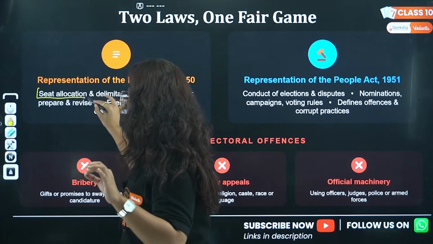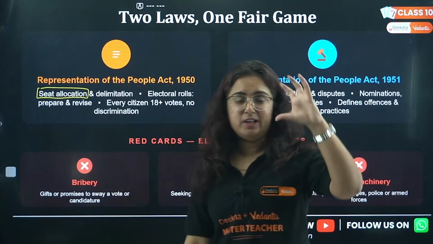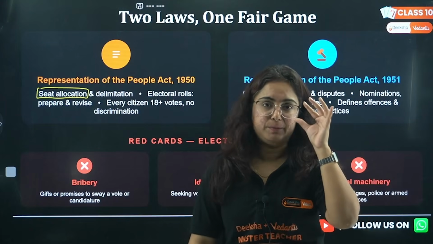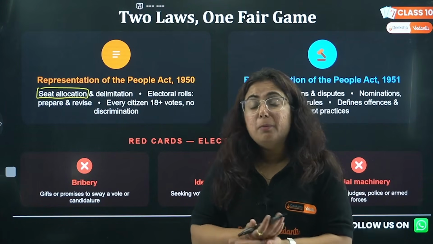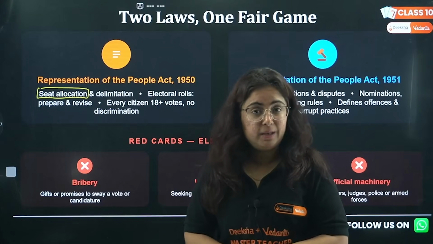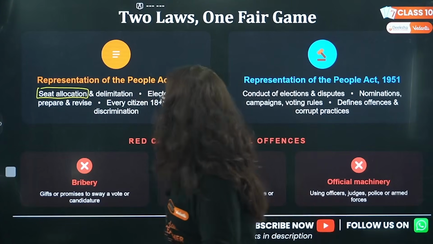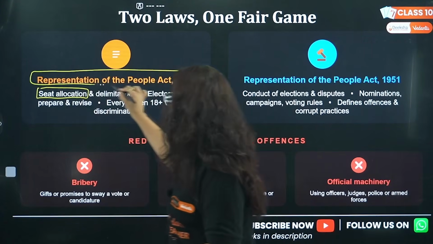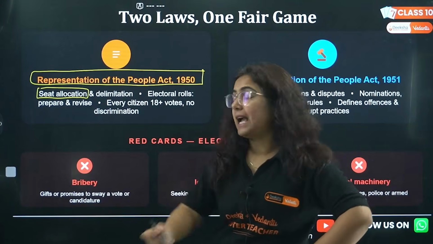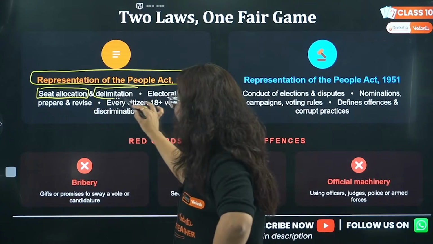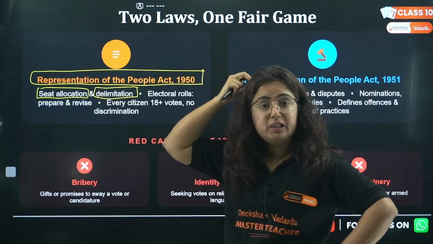Like we just saw that in Lok Sabha there are 545 seats, for example, right? Then we have seats in Rajya Sabha. So from where did this seat allocation come? This came from the Act, that is the Representation of the People's Act 1950. Then we have one more thing. And what is that? That is delimitation.